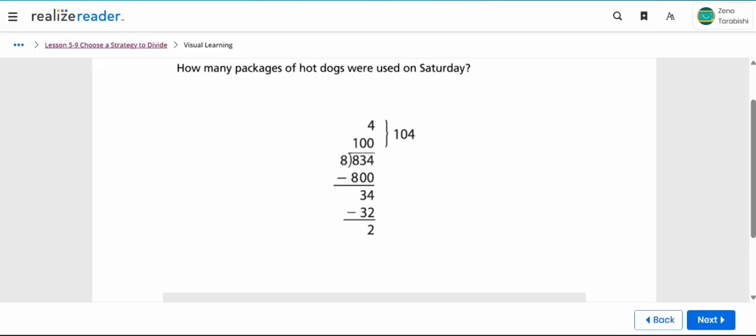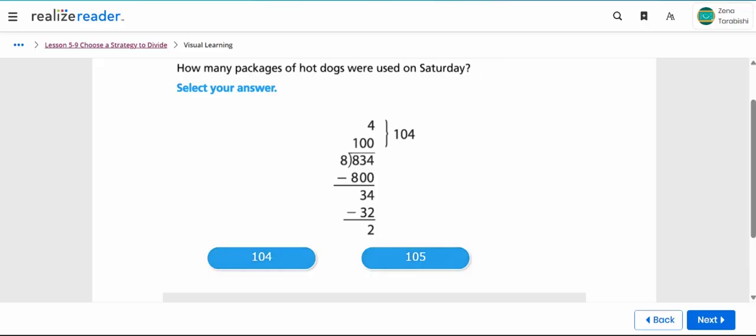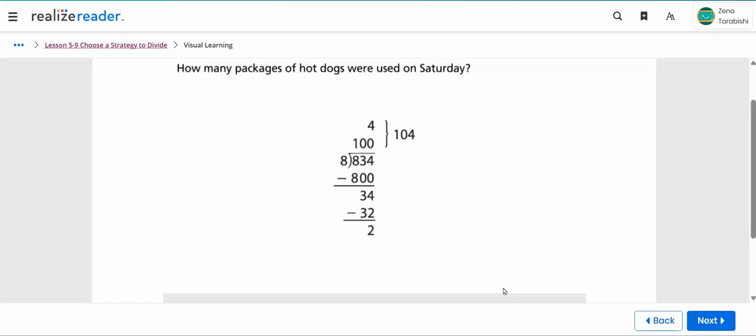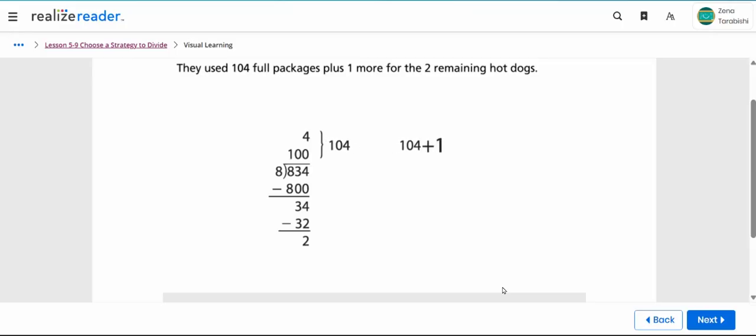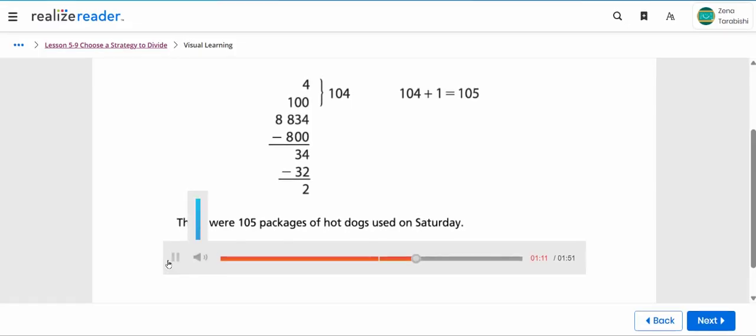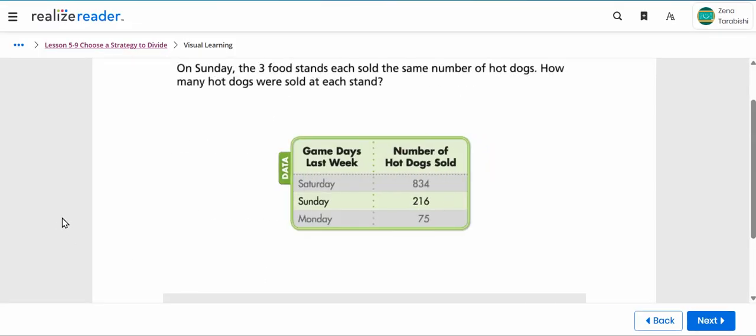How many packages of hot dogs were used on Saturday? Select your answer. They used 104 full packages plus 1 more for the 2 remaining hot dogs. There were 105 packages of hot dogs used on Saturday. On Sunday, the 3 food stands each sold the same number of hot dogs. How many hot dogs were sold at each stand?